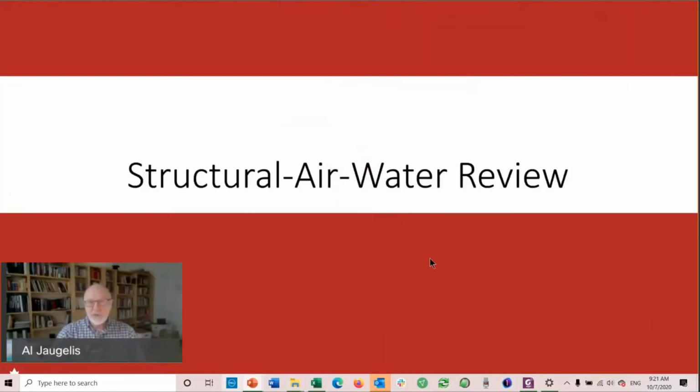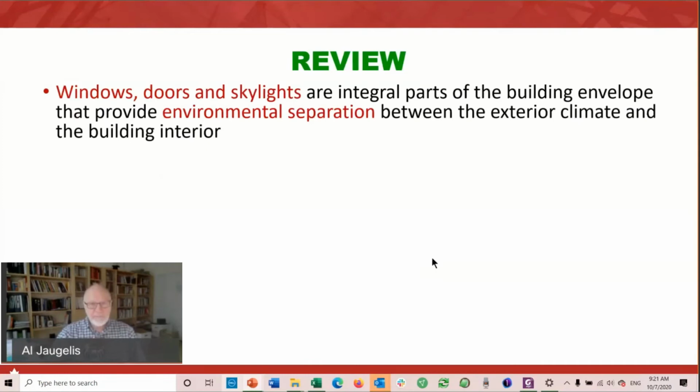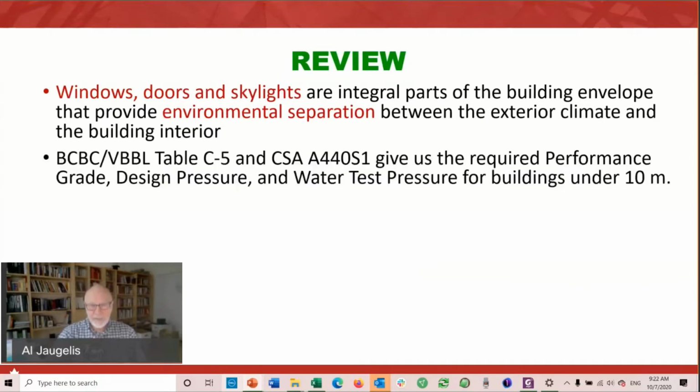So let's review the structural air-water topics we've talked about today. Windows, doors, and skylights are integral parts of the building envelope that provide environmental separation between the exterior climate and the building interior. The BC Building Code and the Vancouver Building Bylaw have a table C5, and also we have the Canadian supplement to NAFS, which we can use to determine the required performance grade, design pressure, and water test pressure for buildings under 10 meters. The Canadian supplement we can use for buildings taller than 10 meters.